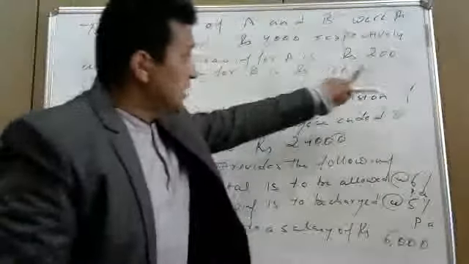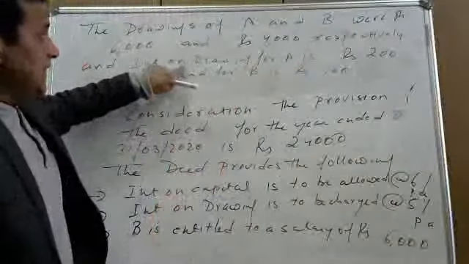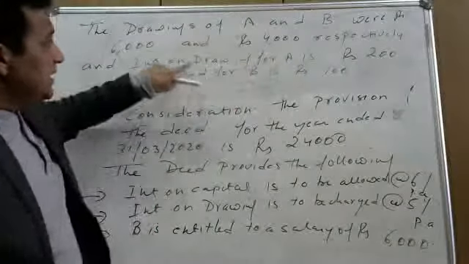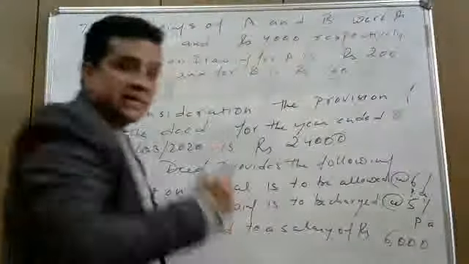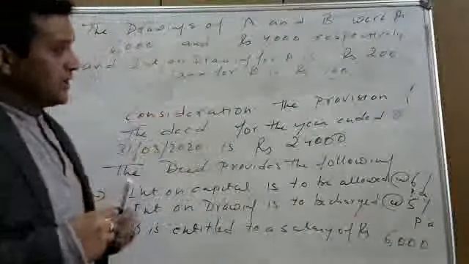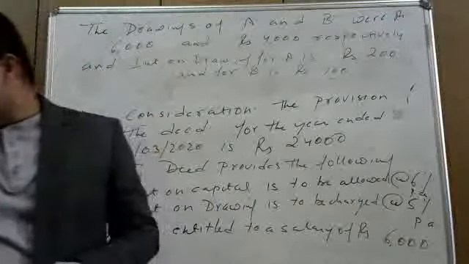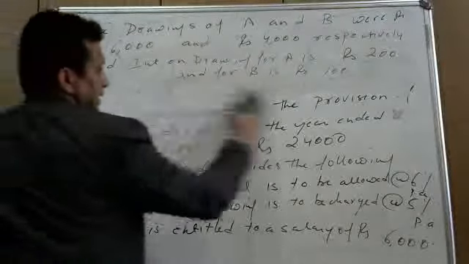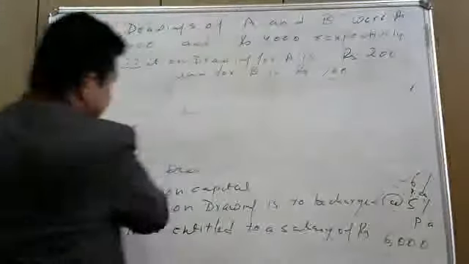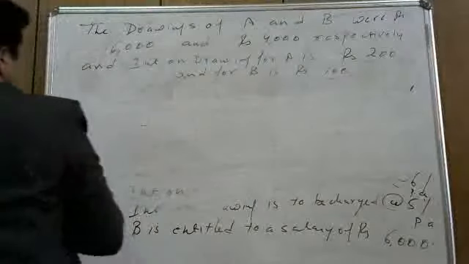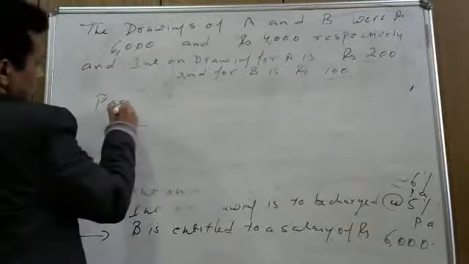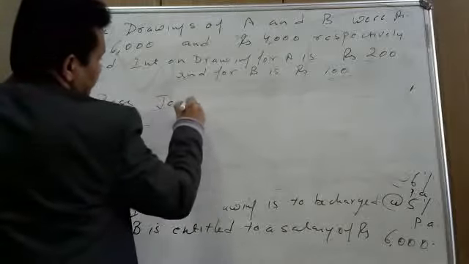Because the question gives us what the interest on drawings is for A and what the interest on drawings is for B, we need to take this into consideration. What is the amount given in the question? Now the question arises over here: what are we going to do? What do we need to prepare? As per the question, it says to pass the journal entry.